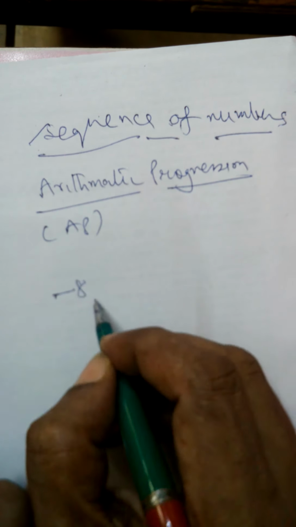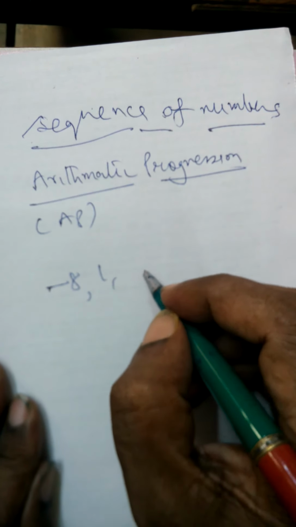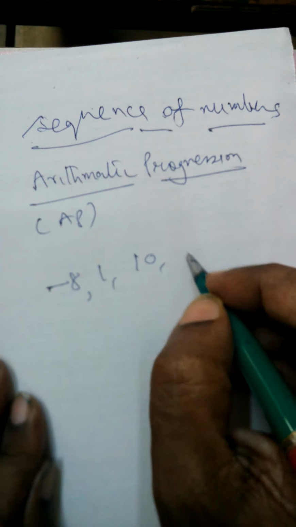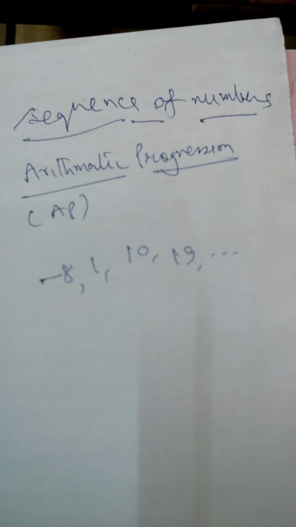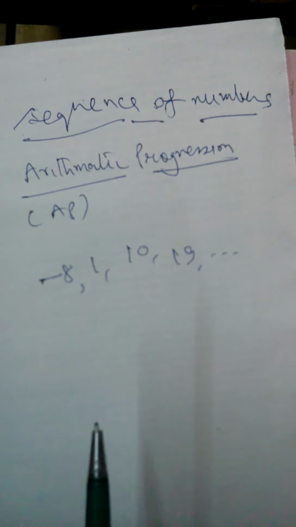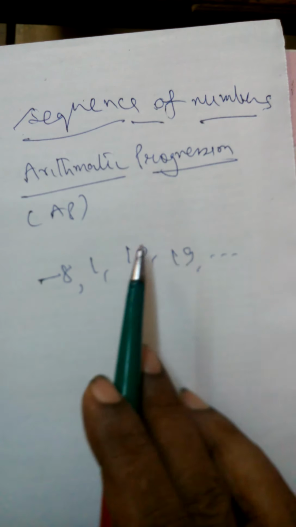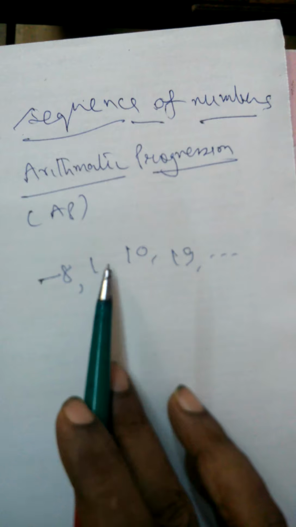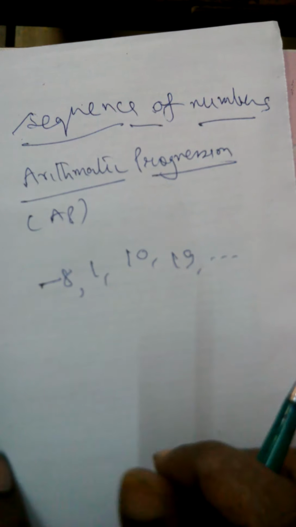Like if I say -8, then 1, then 10, then 19, etc. So we are clear. Minimum we need 3 to 4 numbers to identify the sequence, otherwise we cannot identify its nature. The difference between 19 and 10 is 9, 10 and 1 is 9, and 1 and -8 is also 9. The difference should be a fixed number, and that fixed number may be positive, maybe negative.